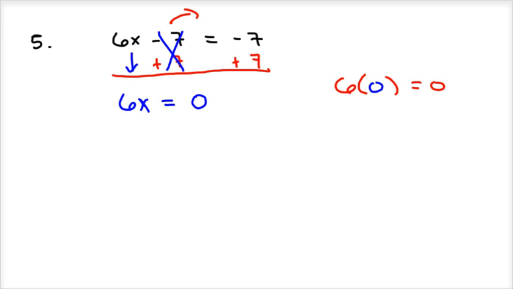Well, if you can figure this out from here, well, 6 times 0 will equal 0. If you want to do the algebra behind this, divide both sides by 6. 6 simplifies, 6 divided by 6 is 1x. 0 divided by anything is always going to be 0. So in this case, x equals 0.